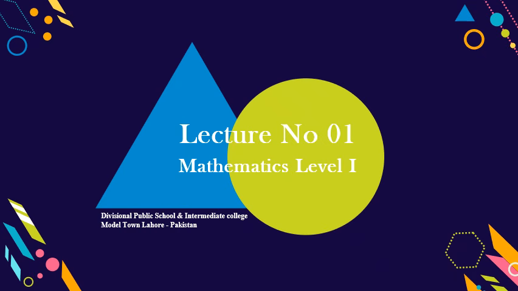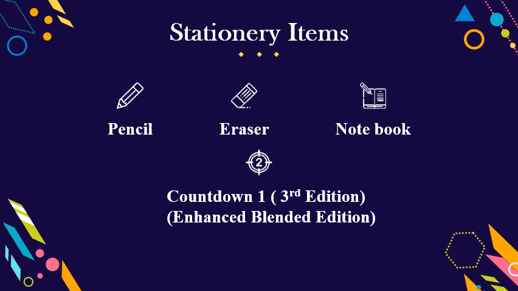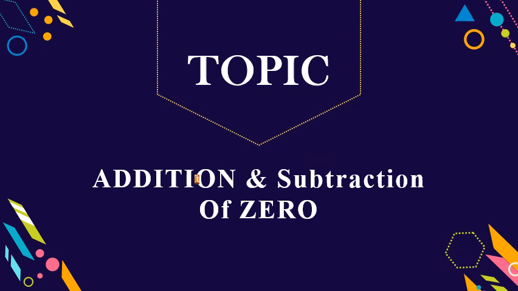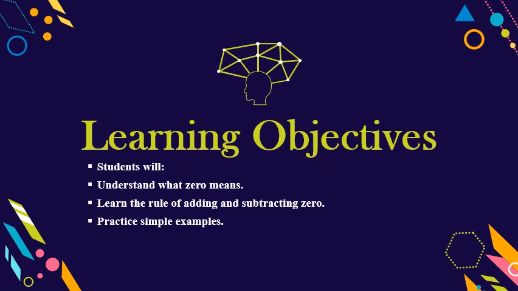This is lecture number 1 of mathematics for the students of level 1. First, you should bring a few stationery items like pencil, eraser, notebook and Countdown 1 so that you can write important things. In this lecture, we will discuss page 9 from Countdown 1. Our topic is addition and subtraction of 0.